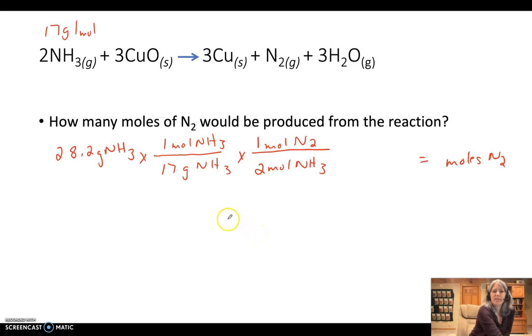And I think that's all that we need because we're converting grams of ammonia to moles of ammonia, and we want to have moles of nitrogen. So let's see what we get for that one. We have 28.2 divided by 17 divided by 2 equals 0.829 moles of N2. Okay, so we've done 2 of our 4 problems, and so we're going to pause here and come back in a moment to finish this up.